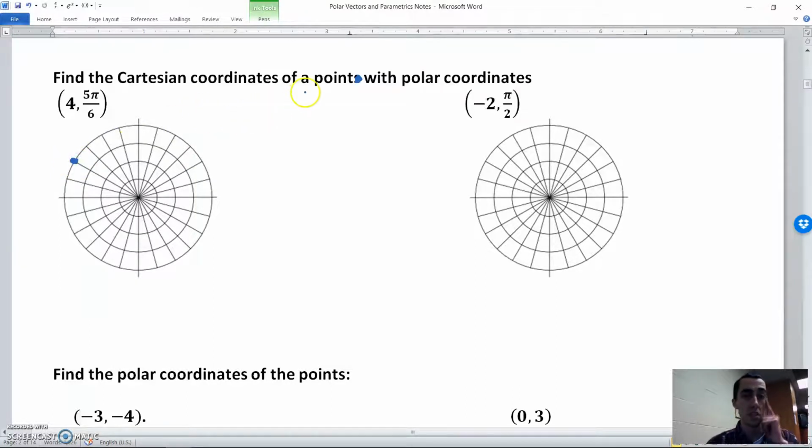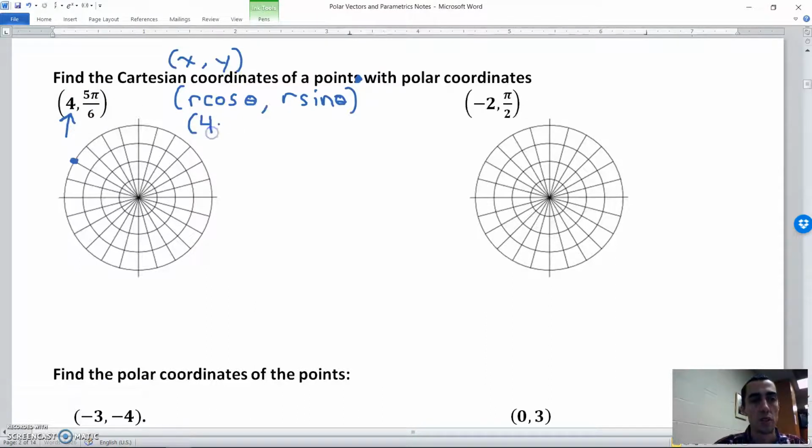So we want to find the Cartesian coordinates. So to do this, remember that the Cartesian coordinates are the x, y coordinates. And we just said at the bottom of the last page that x is the same as r times the cosine of theta, and that y is the same as r times the sine of theta. So let's substitute. R, it tells us, is 4. So we've got 4 times cosine of our angle, which is 5 pi over 6. Do that same thing for sine.